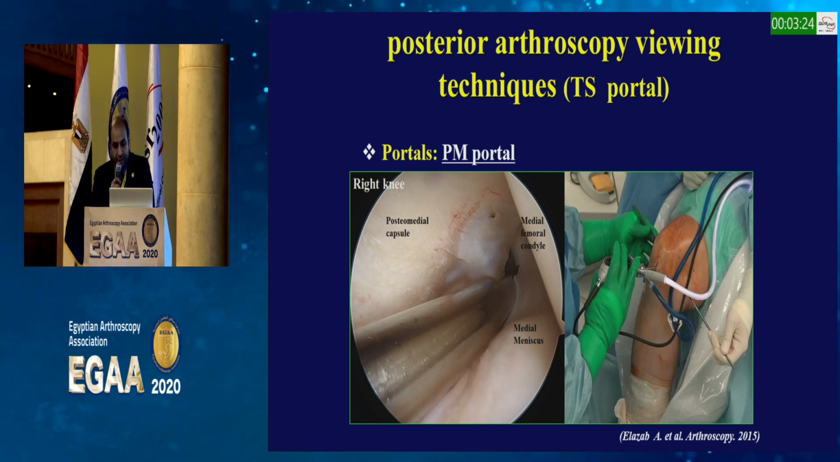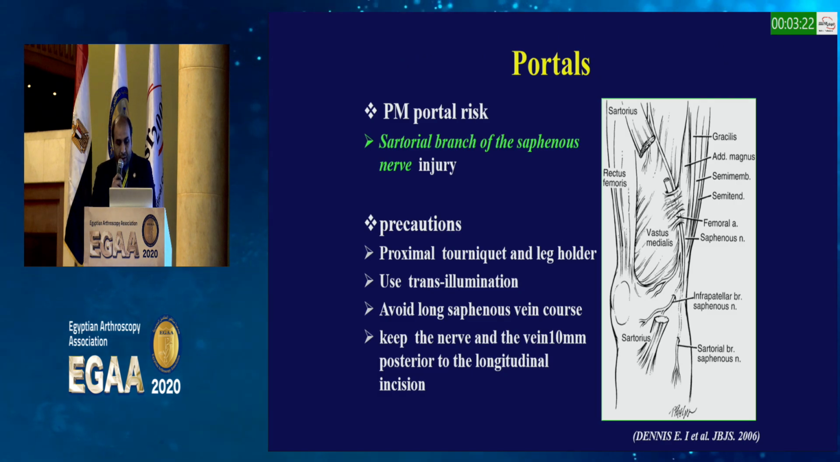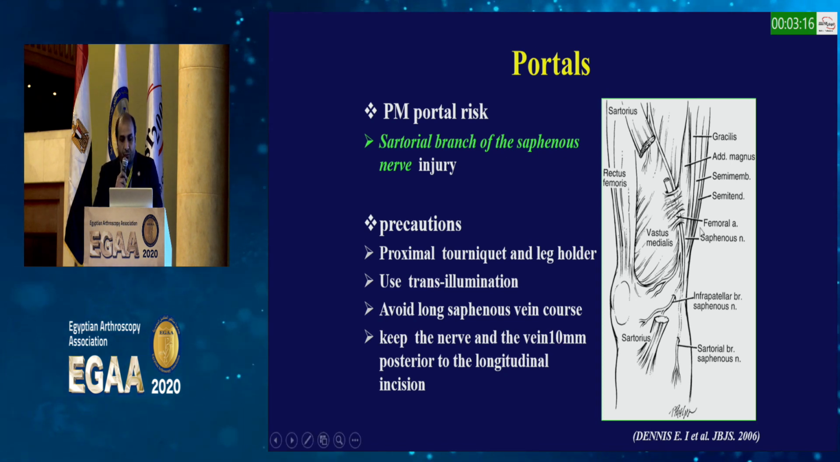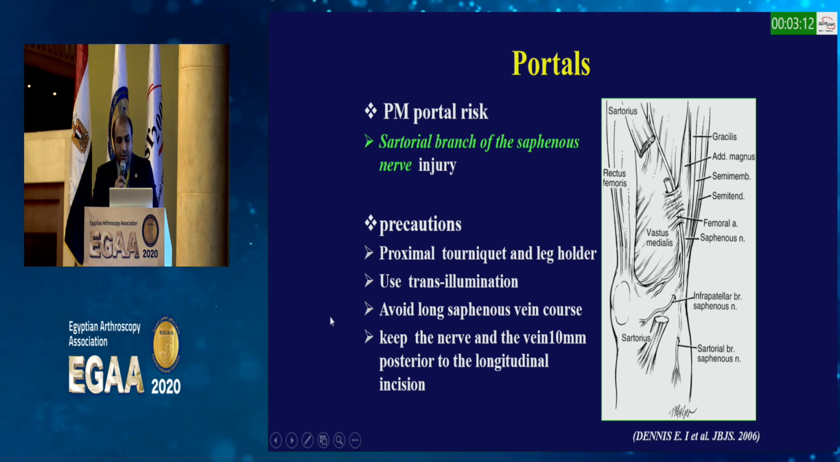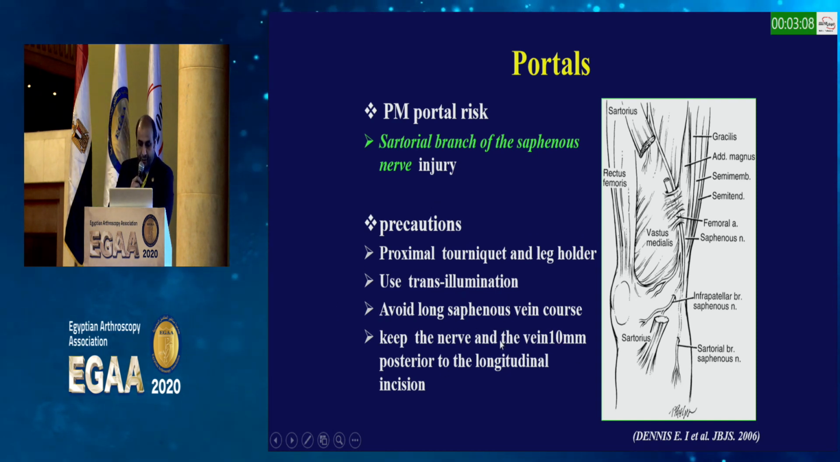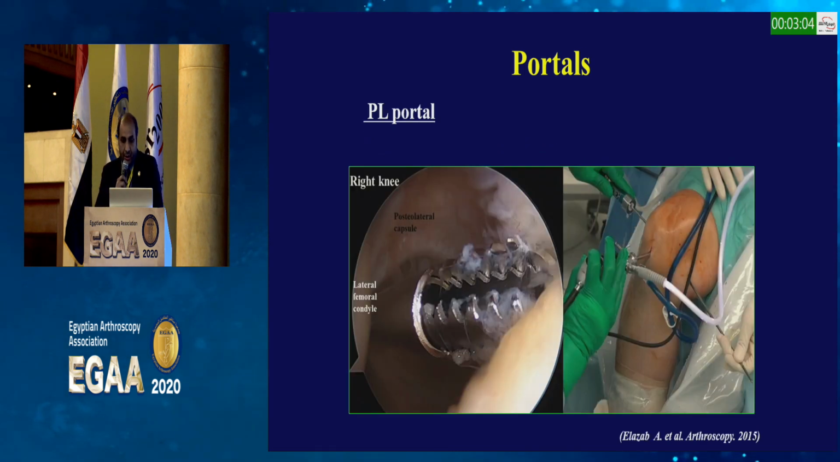These are the precautions used to avoid injury of the sartorial branch of the saphenous nerve. You have to put the tourniquet proximal on the leg holder, using trans-illumination and avoiding the long saphenous vein course. We keep the nerve and the vein 10 millimeters posterior to the longitudinal incision.